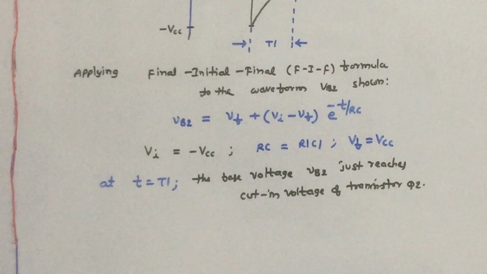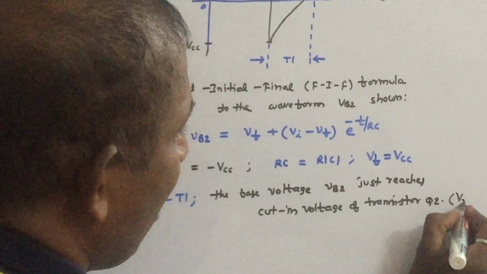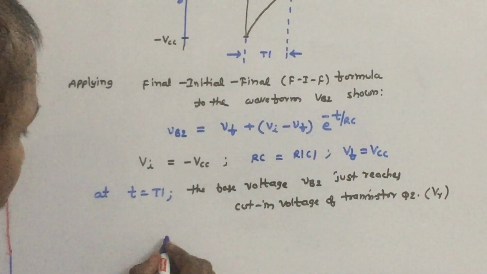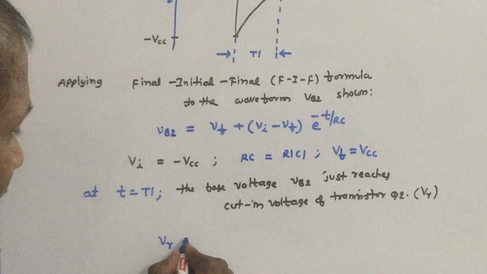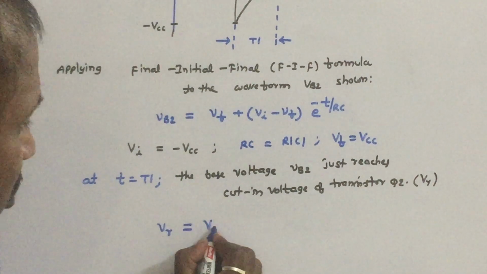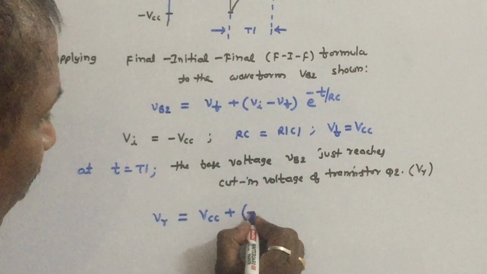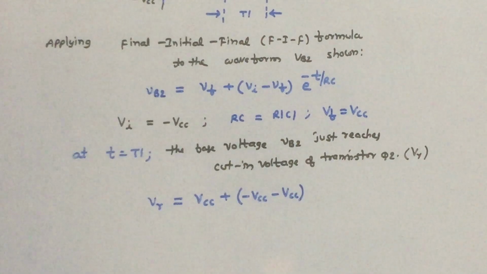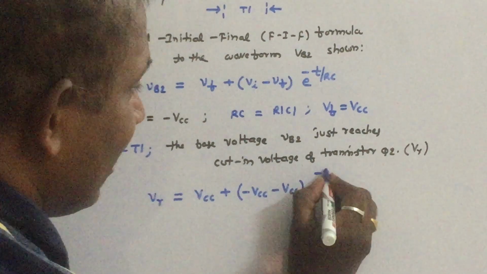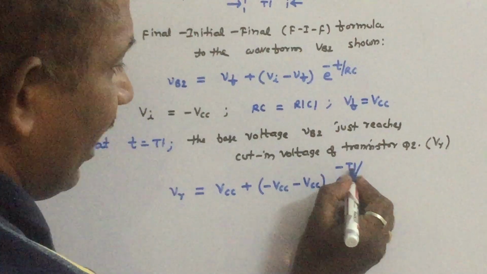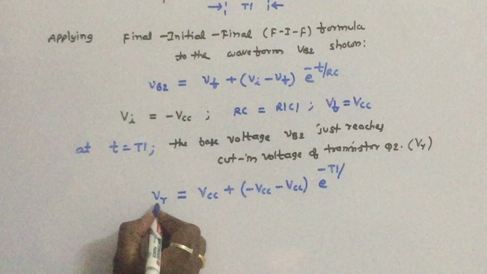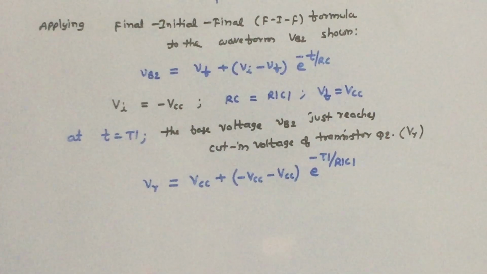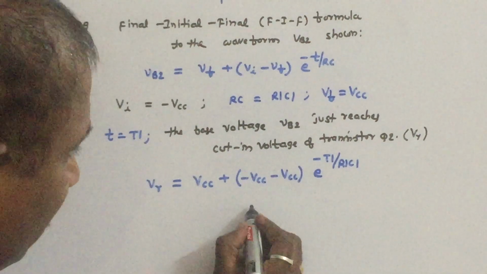This is represented as V gamma, the cut-in voltage. Substitute all these things in this equation. VB2 is equal to V gamma. The final voltage is VCC, plus the initial voltage minus VCC, minus the final voltage VCC, into e power minus T1, because at T1 the base voltage just reaches the cut-in voltage. The time constant is R1 C1.